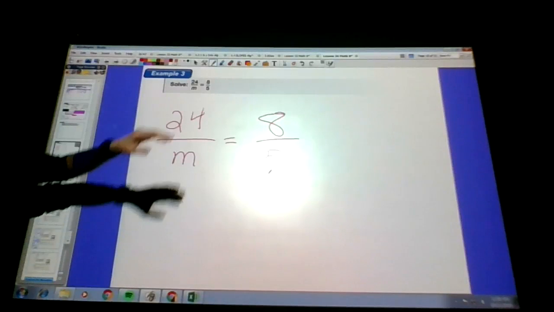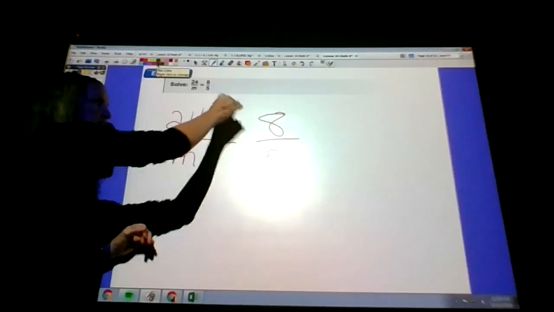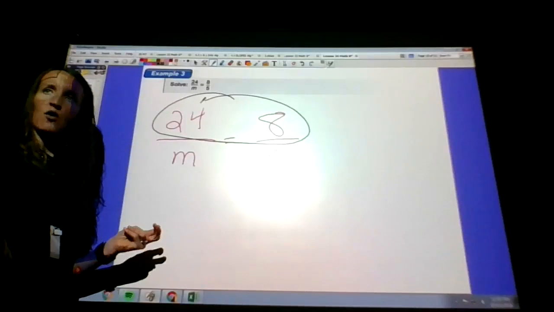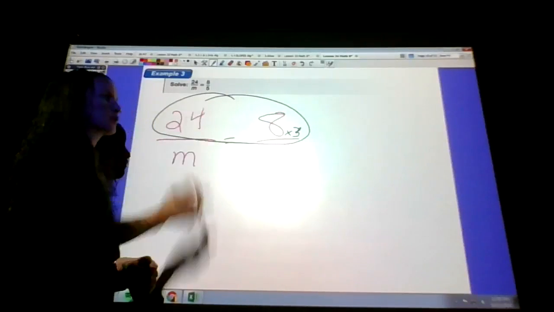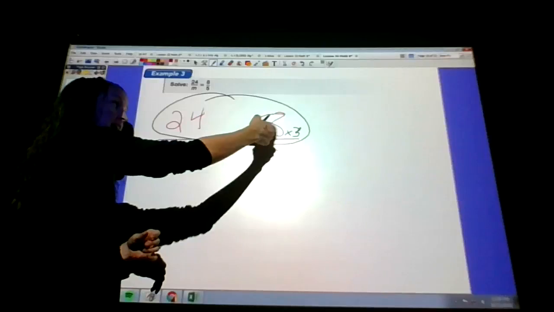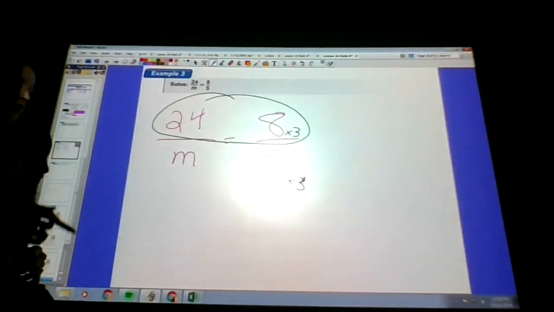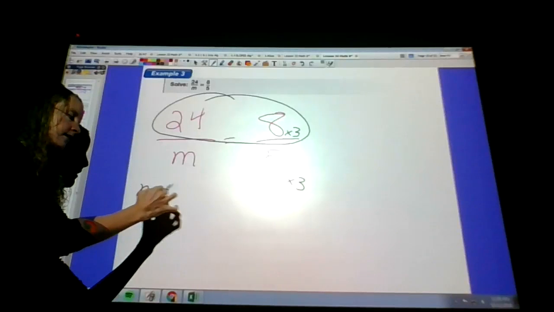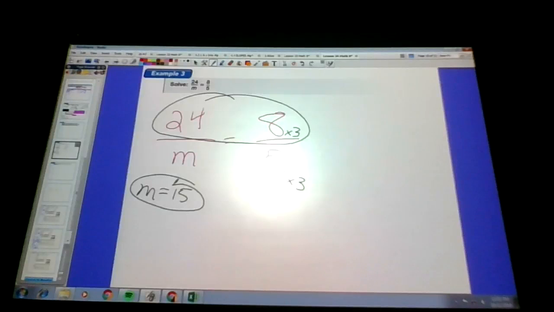Now, okay. The first thing I would always check, just to remind people, is to look at the two numbers you know. And I like that a lot of you were like, oh, well, 8 times 3 equals 24, or 24 divided by 8 is 3. So then you have to multiply that same thing by 3, and you get m equals 15. If you cross multiply, did you get the same thing? Yes, you did.